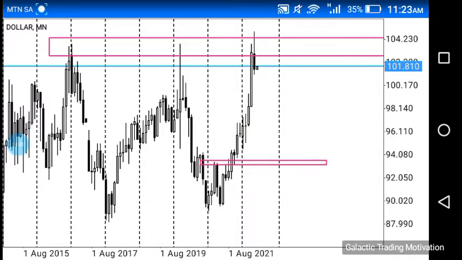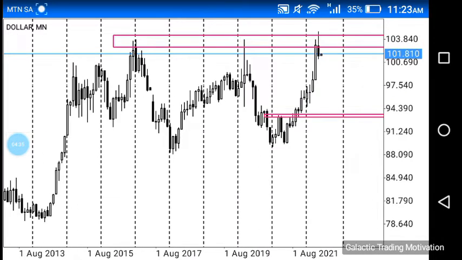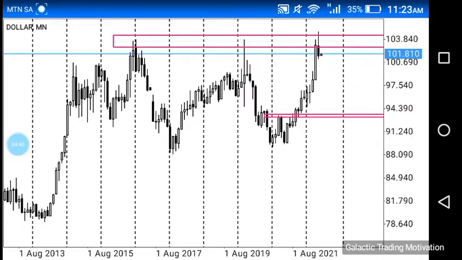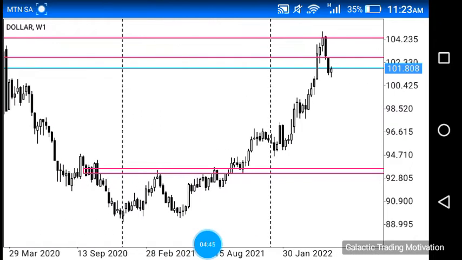Okay, let's continue. What else do we see on this chart that is interesting or significant? I don't seem to see anything further. So what I'm going to do right now is head over to the weekly chart. Okay, so here we are on the weekly chart.